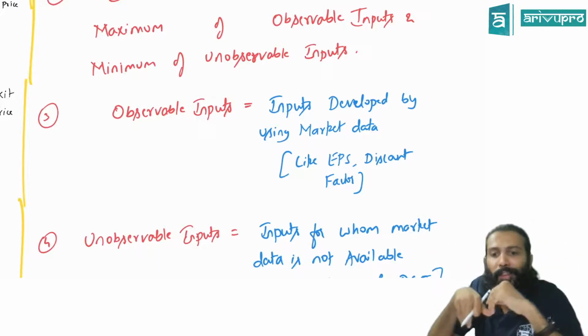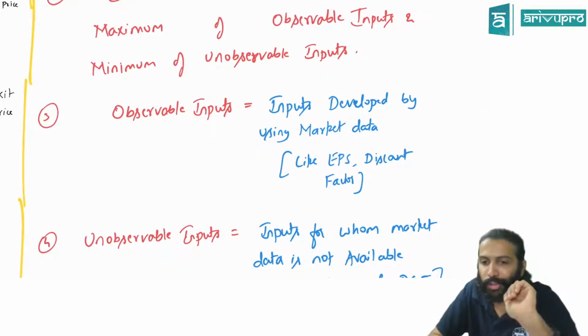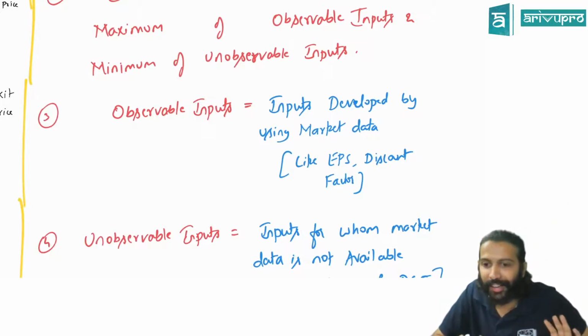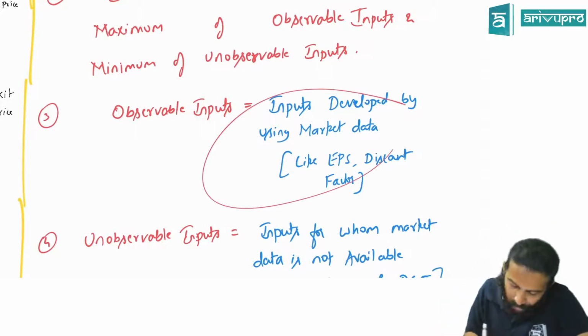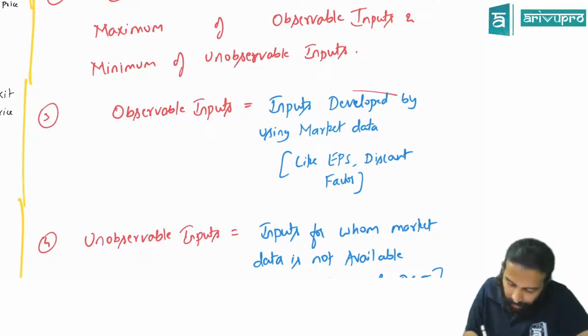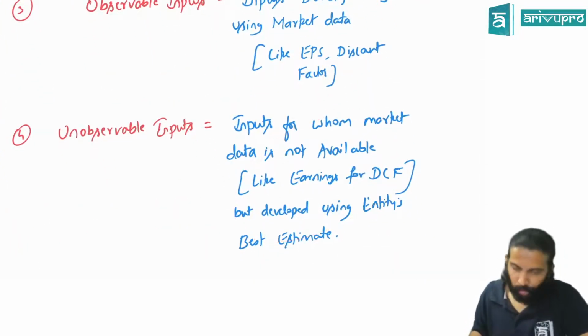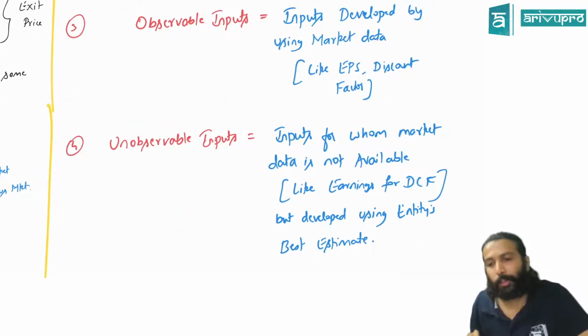How did you find that value of the company? You used a valuation technique. For that you used a particular input. What is the input you used? Price earning ratio. That price earning ratio is market related data, which we call observable inputs. If you're using any market related data, then we call it observable inputs. If you're not, then we call it unobservable inputs.